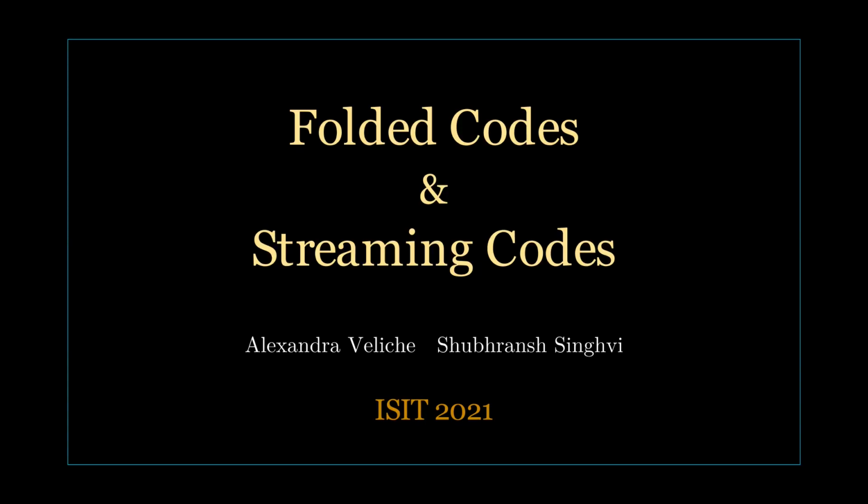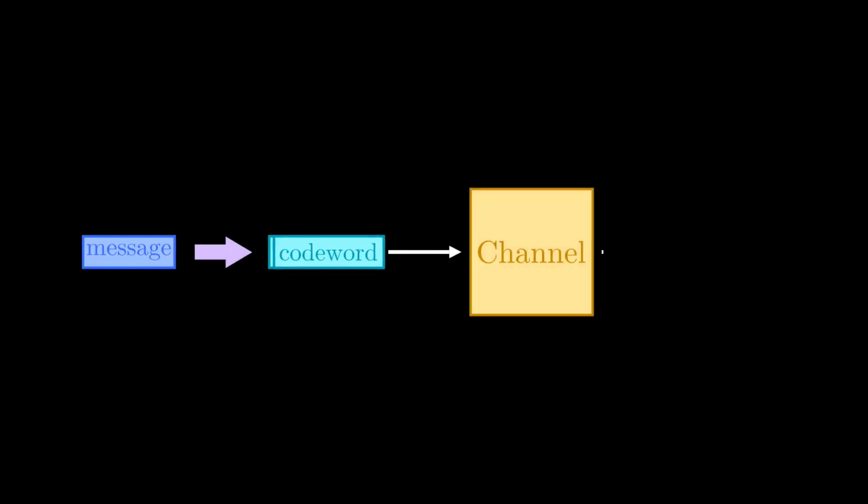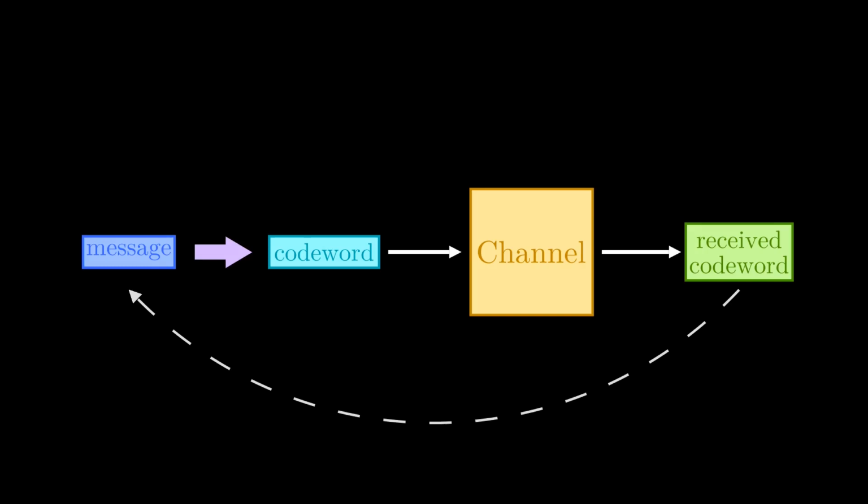Below, we will discuss two techniques in coding theory, folding and streaming. Codes are maps used to encode messages so that errors caused by transmission through a channel can be corrected and the message can be recovered. Folding is a technique applied to algebraic codes.